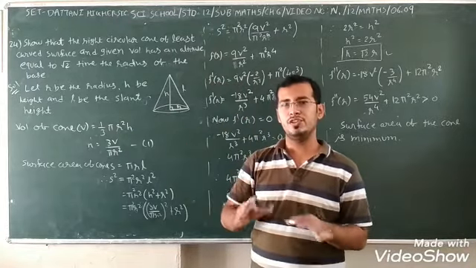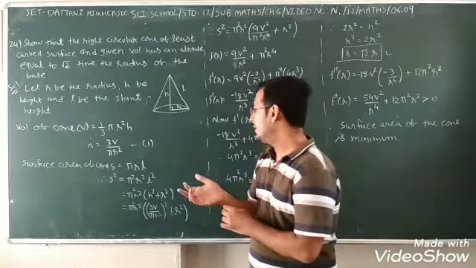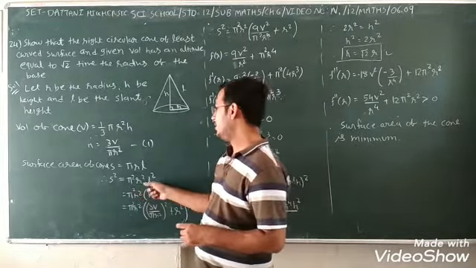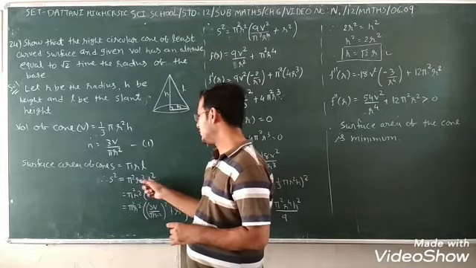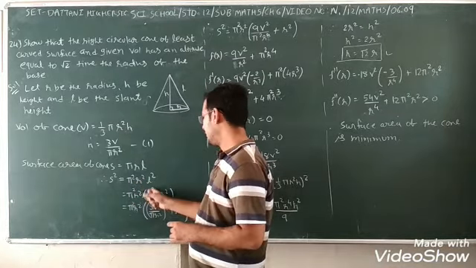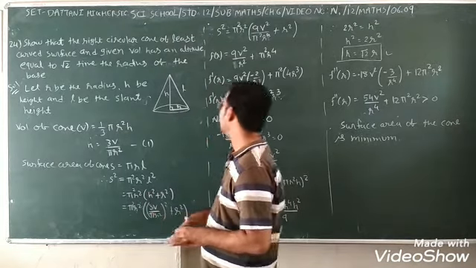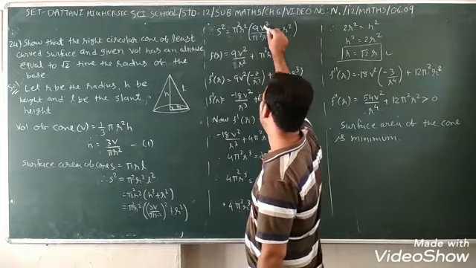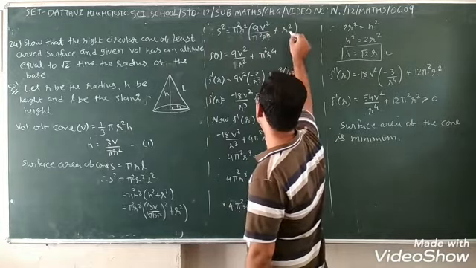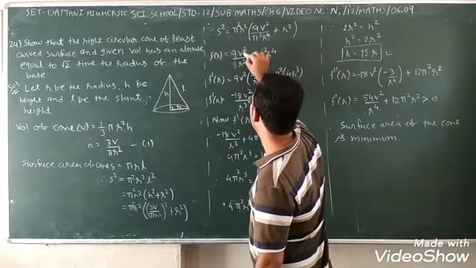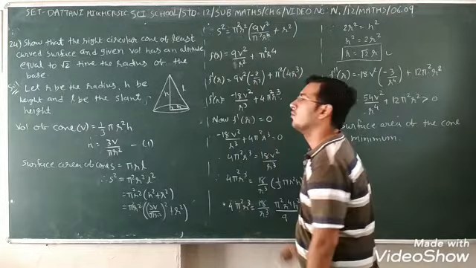So differentiation might be a little bit hard for us. That's why we are taking a square. So pi square r square L square. L square is equal to h square plus r square. Putting the value of h square, pi square r square, 9V square upon pi square r raised to 4, plus r square. This pi square gets cancelled, r square left: 9V square upon r square plus pi square r raised to 4.